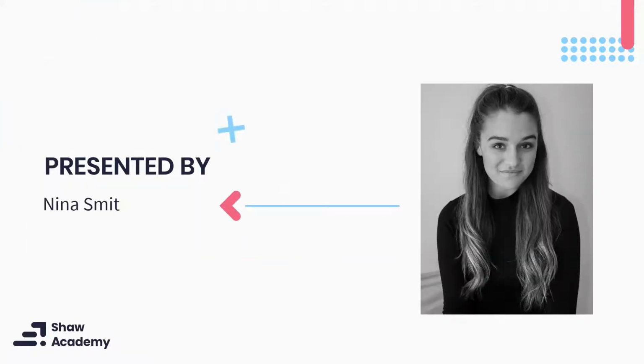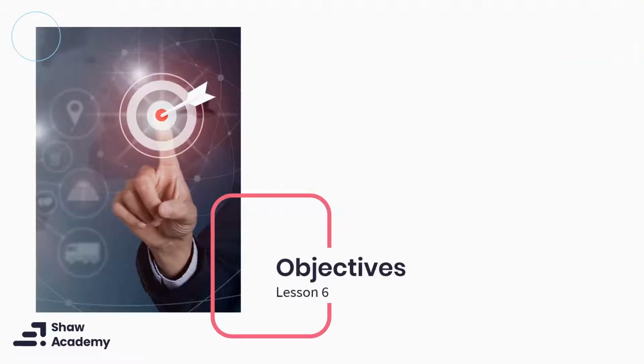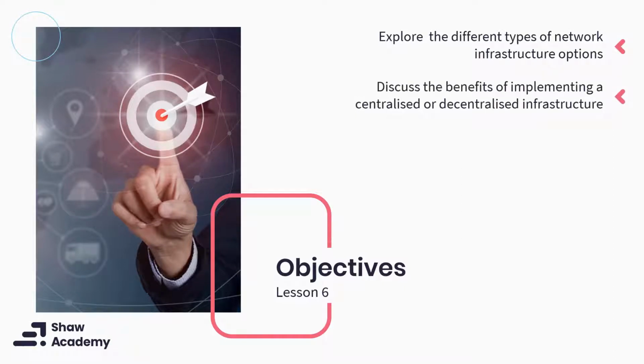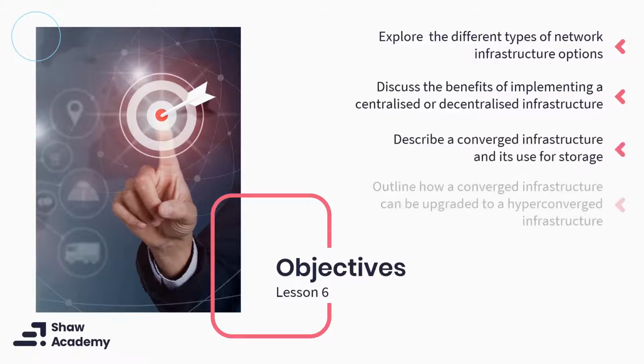I'm Nina. In this lesson, we're going to explore the different infrastructure options and how they can be applied to an enterprise network. In doing this, we'll discuss the benefits of implementing a centralized or decentralized infrastructure. We'll describe the converged infrastructure and how it stores data within the network, and then examine how a converged infrastructure can be upgraded to become a hyper-converged infrastructure.